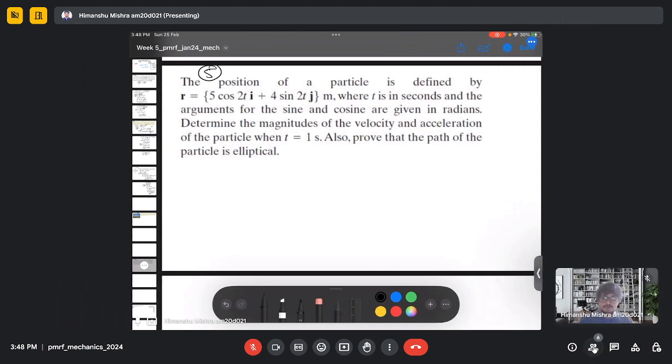Okay then. So here the position of a particle is defined by the vector r, where t is in seconds and the arguments for the sine and cosine are given in radians. Determine the magnitudes of the velocity and acceleration at time t equals 1 second. Okay.